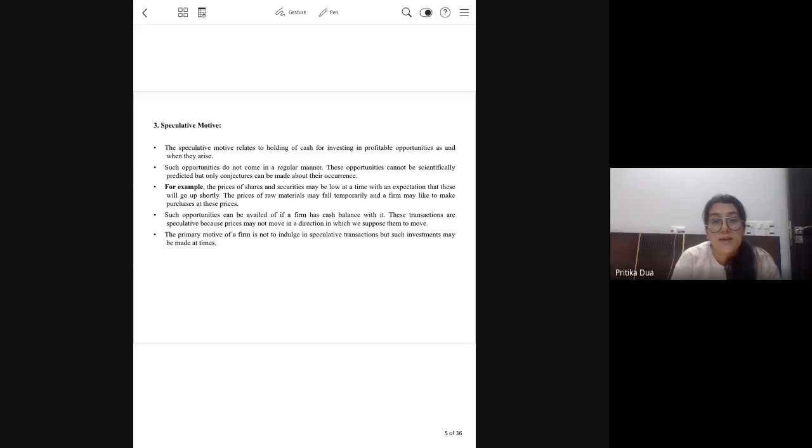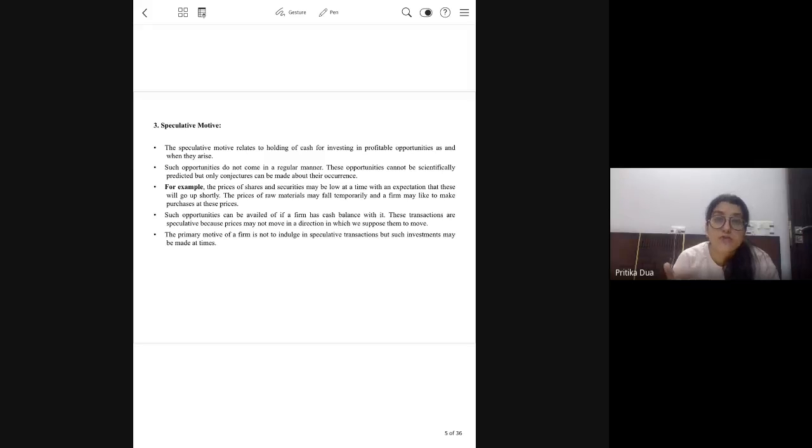For example, there are some good shares with good fundamentals which are available for investment, and the price right now is much below what is the fair price of those shares or securities. Taking advantage of this situation requires some extra cash with the business. This holding is speculative motive.